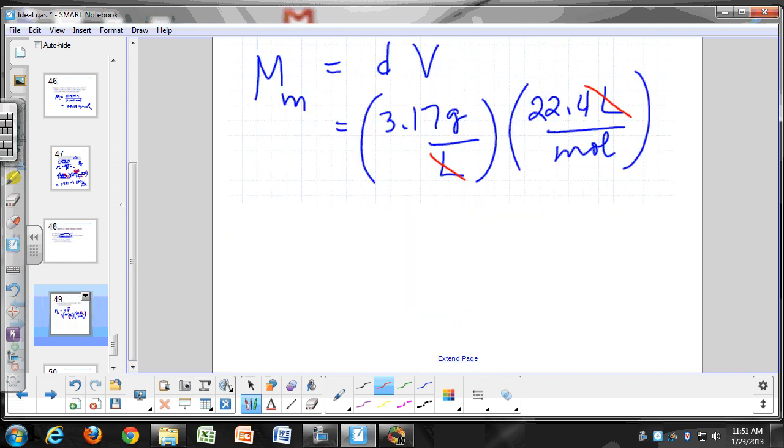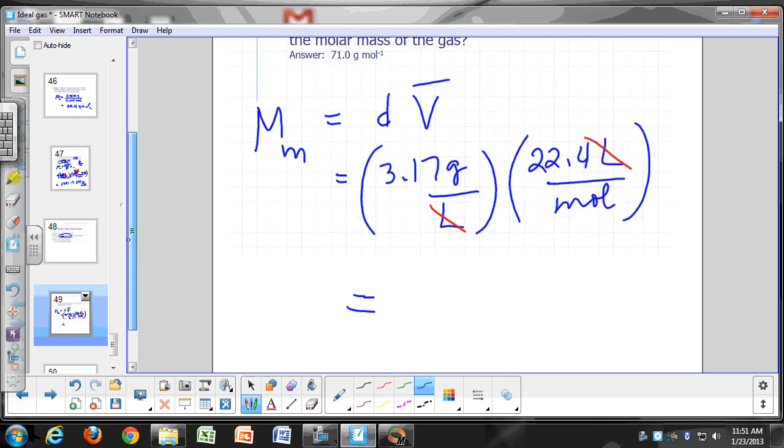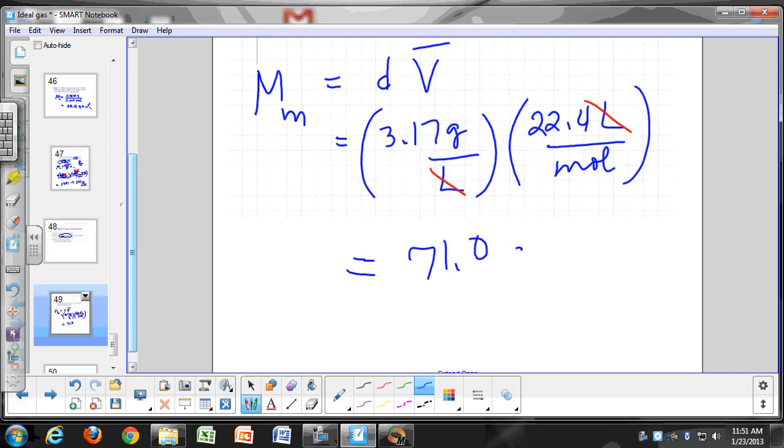And that gives you 3.17 times 22.4, 71.0 grams per mole. Okay, which of the three compounds we had earlier could this possibly be? Chlorine, Cl2.